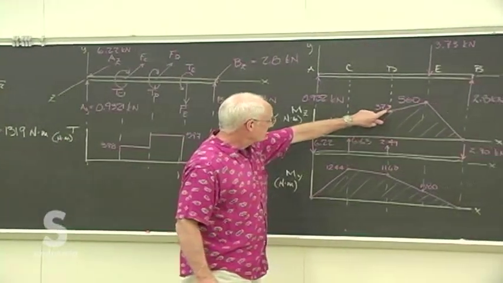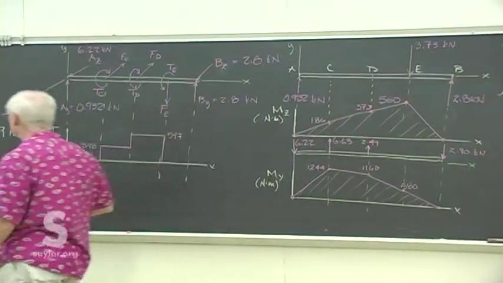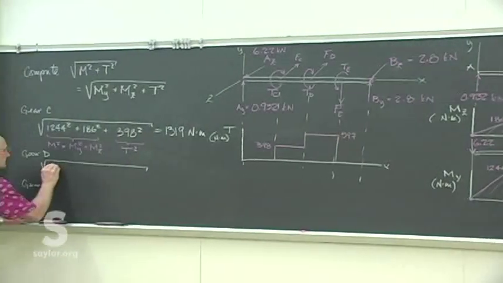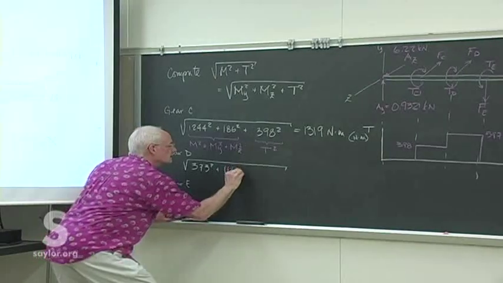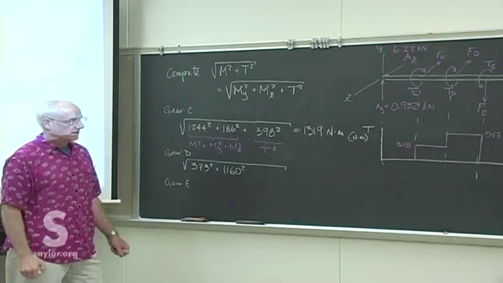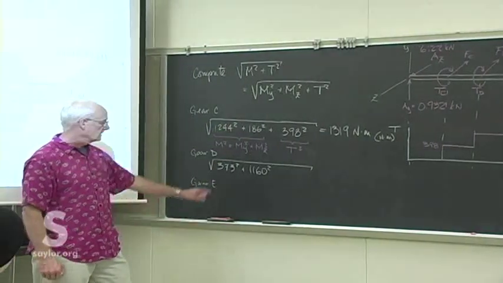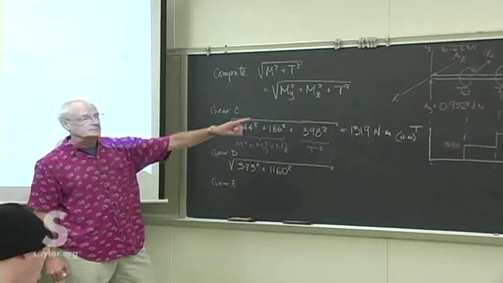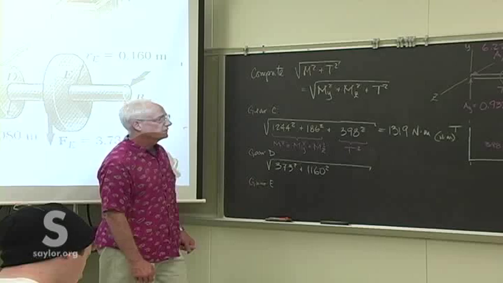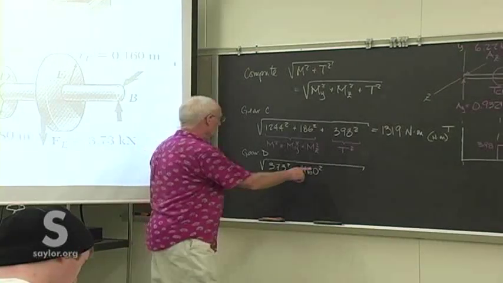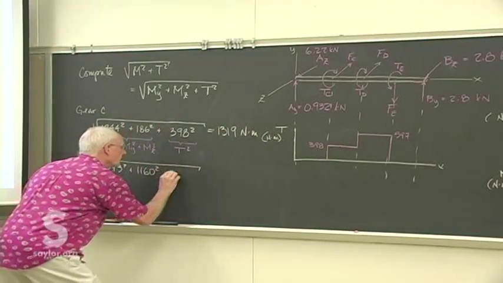MY is 373. MZ is 373. MY is 1160. So 373 squared plus 1160 squared. To my mind, this really helps. Having to do this step explains why these different views are so useful. And then at gear D, we have an expected maximum torque of 597.